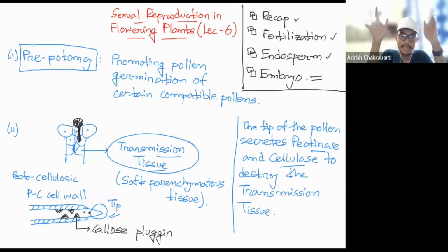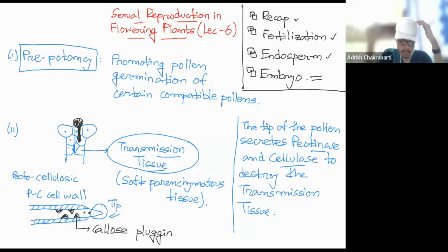So that's why the tip of the pollen tube is secreting pectinase and cellulase. It is destroying the transmission tissue, but it is not causing self-destruction, right? The reason being the pectocellulosic wall is absent at the tip of the pollen tube.